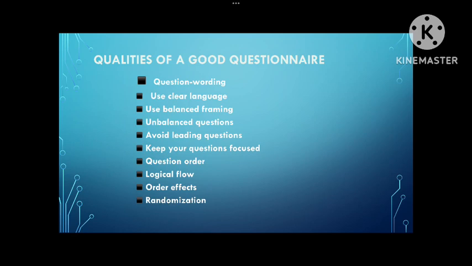For example, do you favor? Do you favor or oppose? Do you agree? Do you agree or disagree that? So these are some of the examples. So in case of unbalanced questions, respondents may be less likely to oppose the question if it is framed in a particular direction.